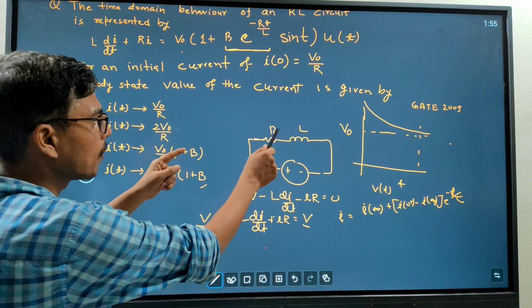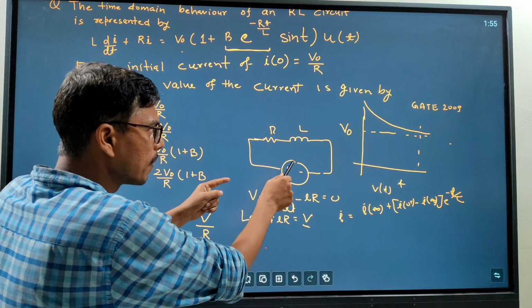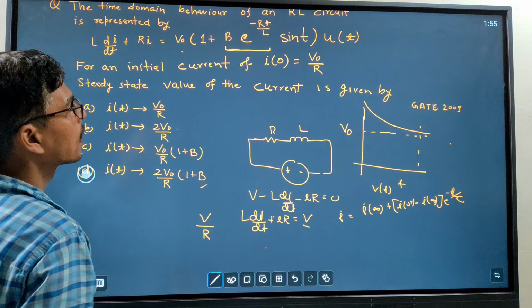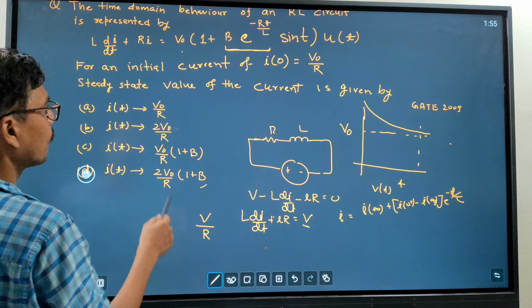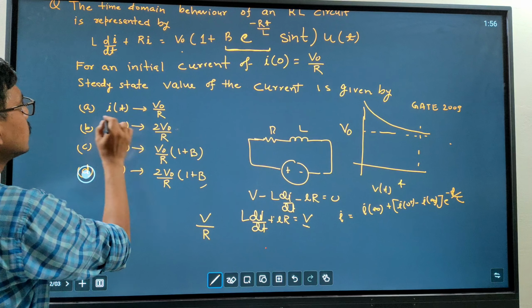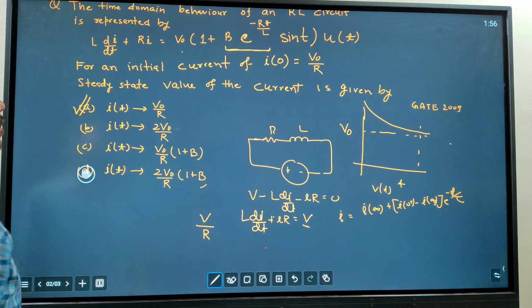So the inductor will behave as a short, and the current will be like this circuit, V by R. So the correct option is, if this is V0, it is V0 by R. So in this way you have solved this question.